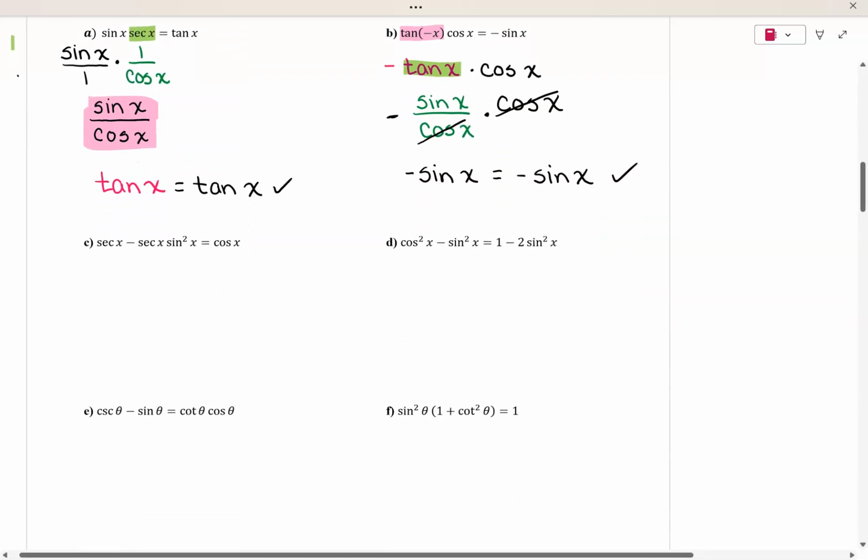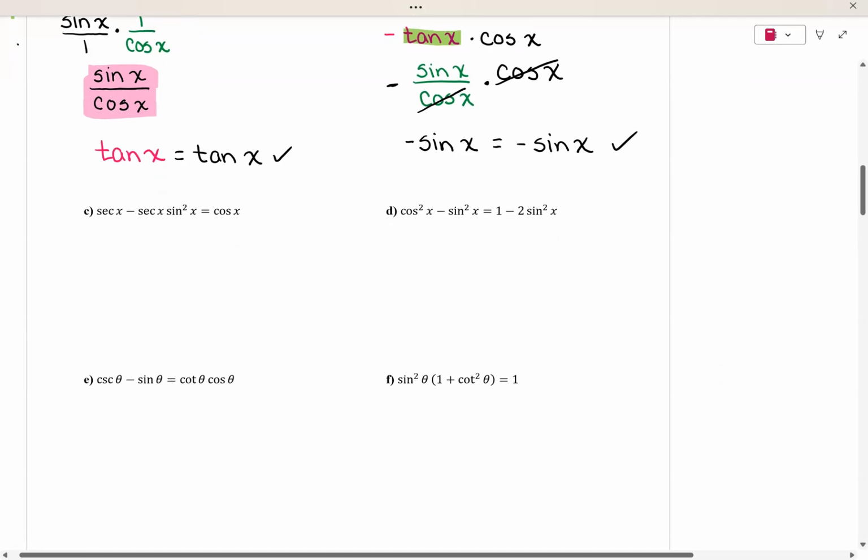Okay, let's go look at C. So we definitely have a less complicated side on this side. So that means we probably need to focus on the left again. So our goal is to get it down to cosine. So what could we do? Well, notice that these both have secant. So let's try to start the problem out by taking out our secant. So that would be left with 1 minus sine squared. Okay, now there's a couple things that we can see here.